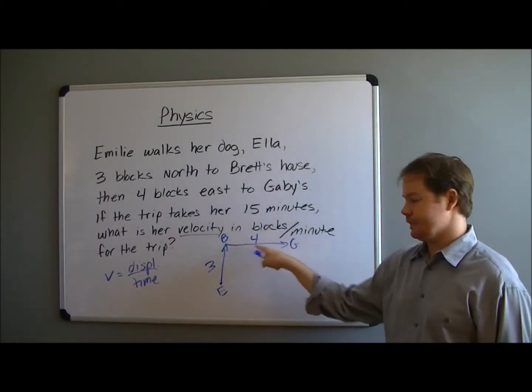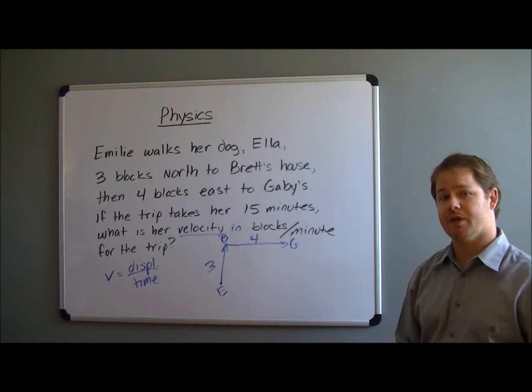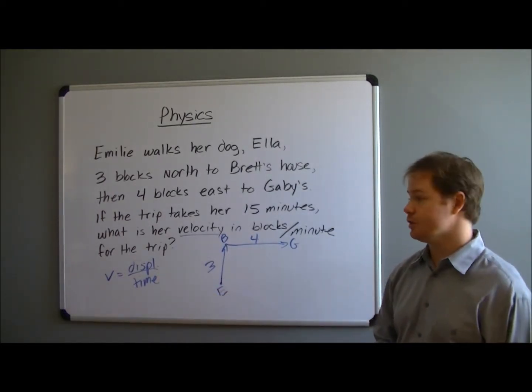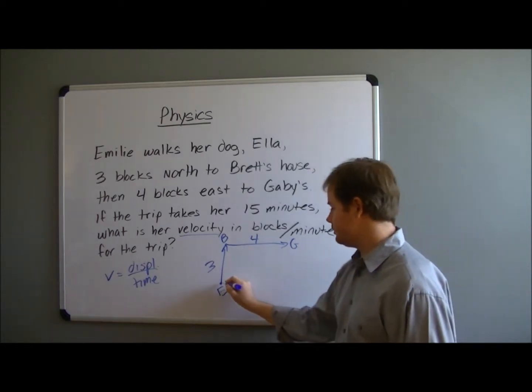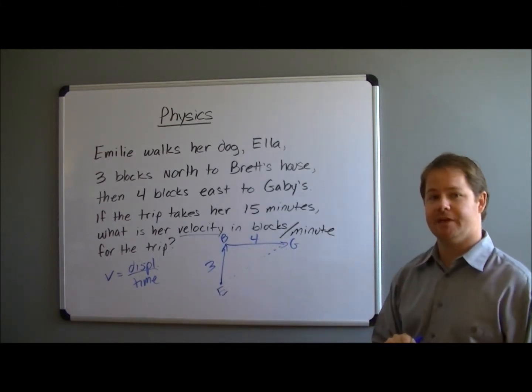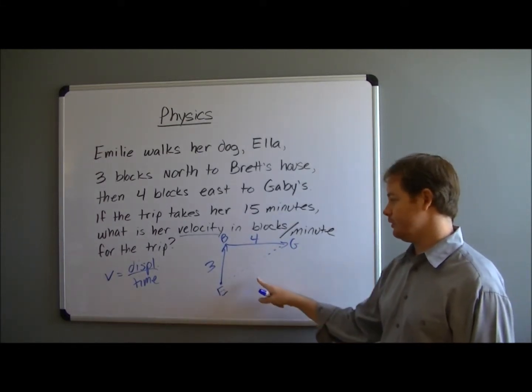The distance Emily traveled was a total of 7 blocks, but for a velocity question, we have to calculate it in terms of displacement divided by time. And her displacement from her original position is going to be calculated by finding the hypotenuse of this right triangle.